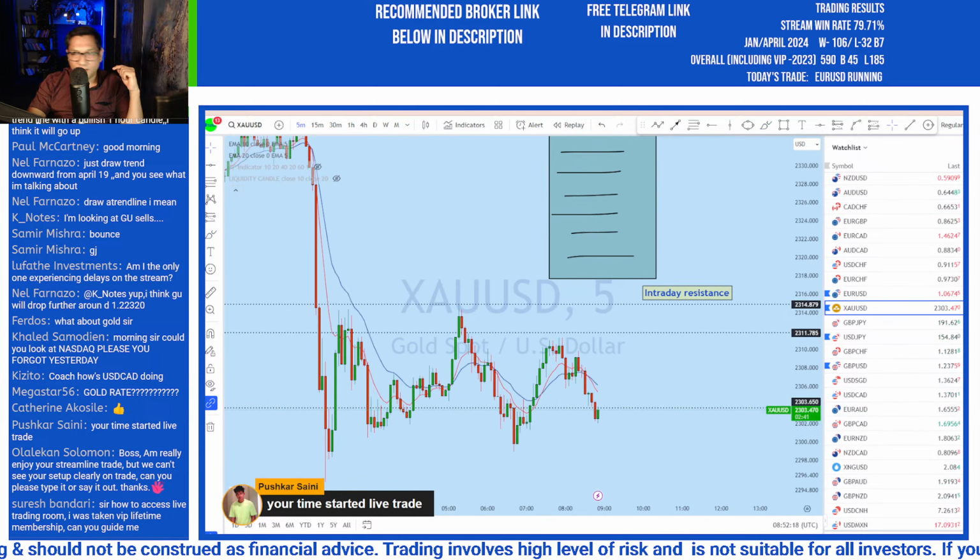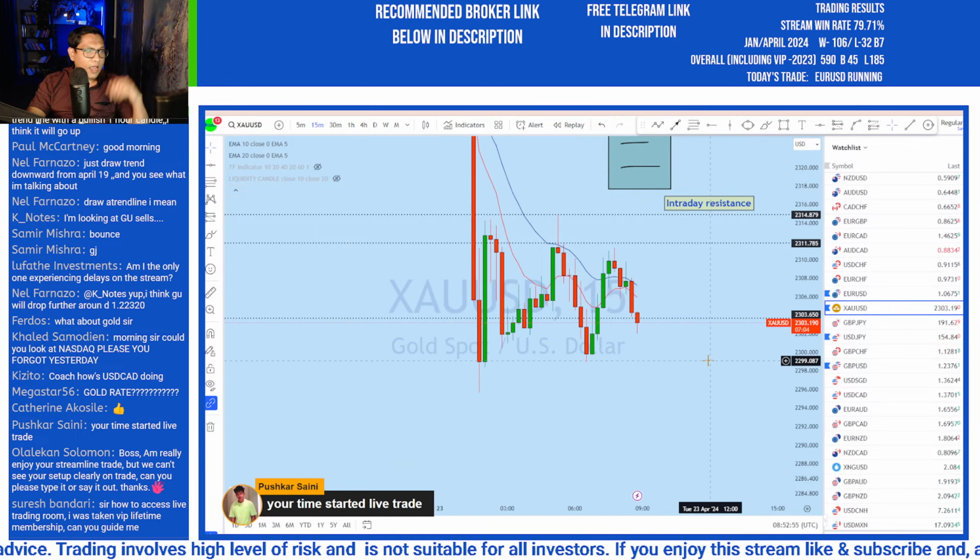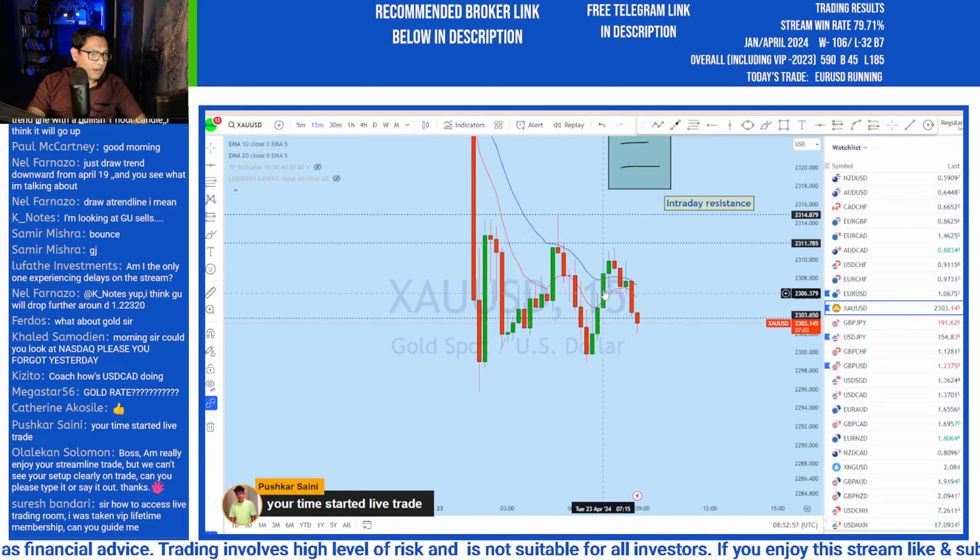So we can see that on gold, if we look at the lower time frame here, there is a liquidity candle formation, and this is an impulse here, expecting the price to drop in that direction. Let's see how it goes.